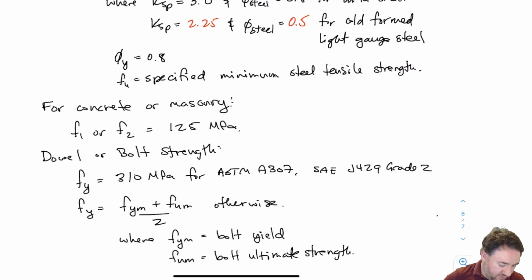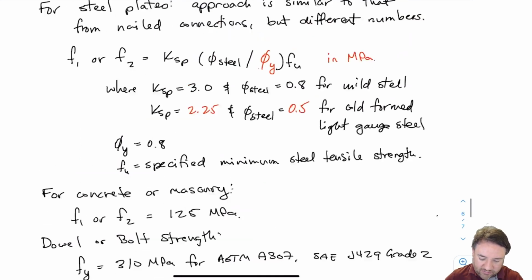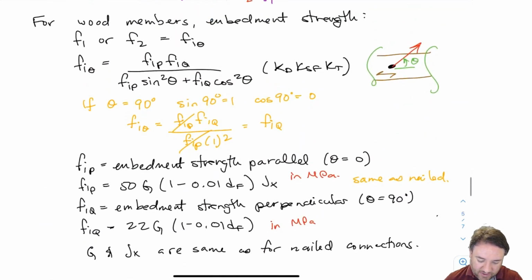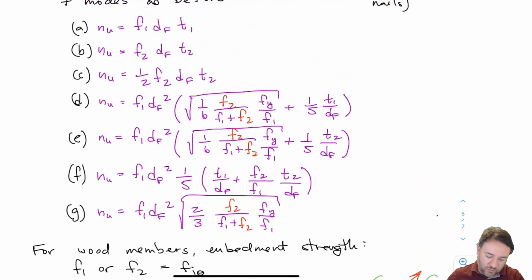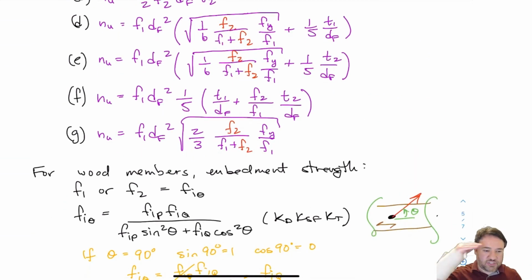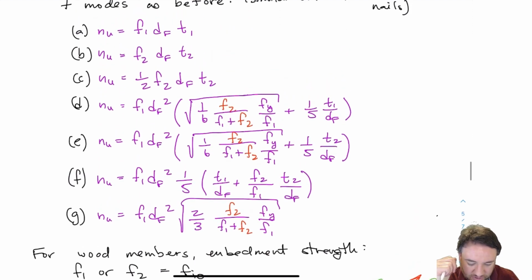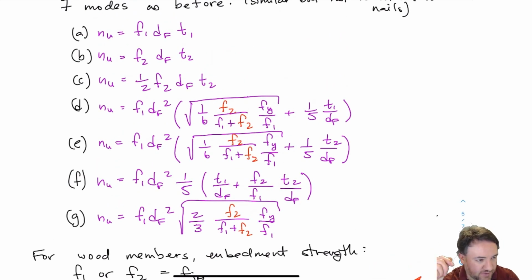Okay, so now that I have all of my embedment strengths, my F1 and my F2 and my FY, and my F theta for the wood parts of the connection. Depending on whether I have wood on wood, then I'm only going to be using this F theta. If I have steel and wood, I'm going to use the steel embedment strength for the steel side, and the wood one for the wood side. And then I'm going to plug all of those values, including the bolt diameter and the thicknesses of each side of the connection, and calculate my lower bound, right?